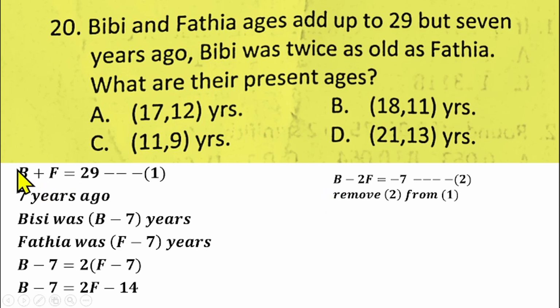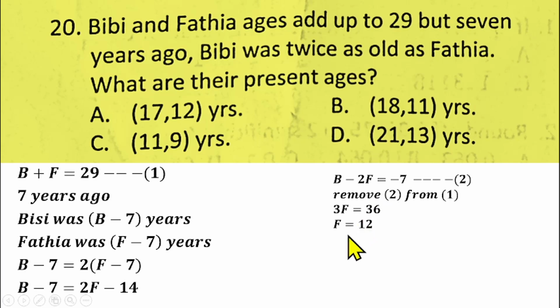You have B minus B, that gives us 0. Then you'll be having F minus 2F, that gives us 3F equals 29 minus 7, that gives us 36. Then divide both sides by 3. Then F will be equal to 12.